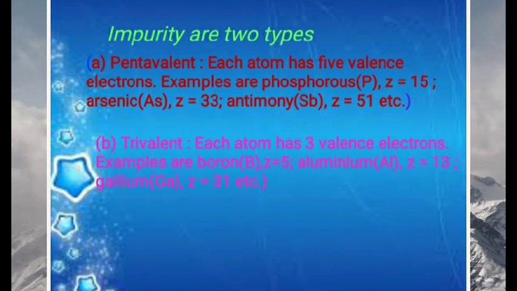Next, impurities are of two types: pentavalent and trivalent. Pentavalent: each atom has 5 valence electrons. Examples are phosphorus, arsenic, antimony, etc. Next is trivalent: each atom has 3 valence electrons. Examples are boron, aluminium, gallium.